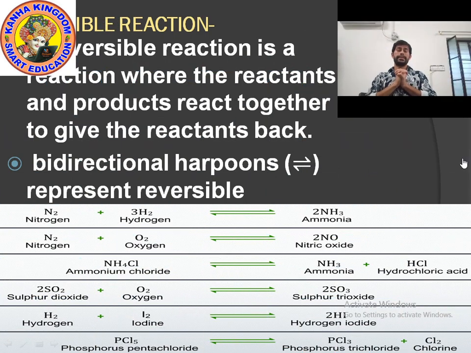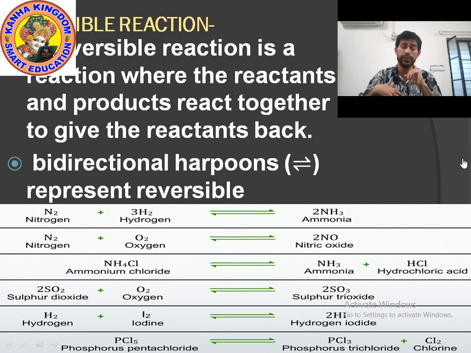Now my friends, let's discuss chemical reaction. So what is a chemical reaction? A chemical reaction is that reaction where the reactant and product react together to give the reactant spec. What is reversible reaction? Reversible reaction is a chemical reaction where the reactants and product react together to give the reactant spec.